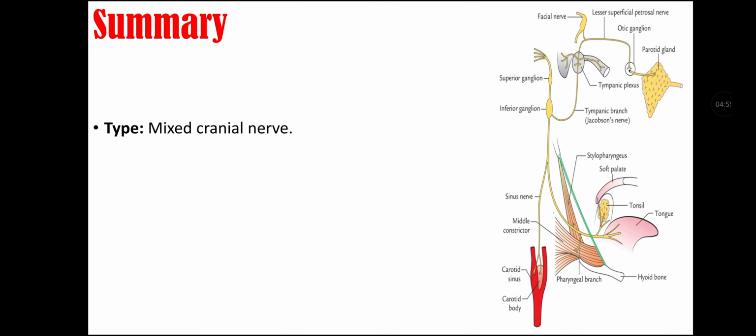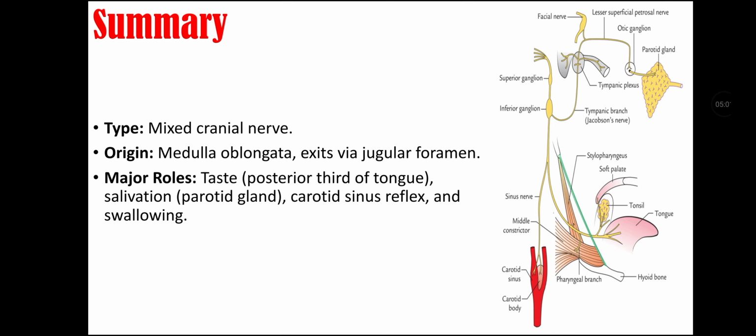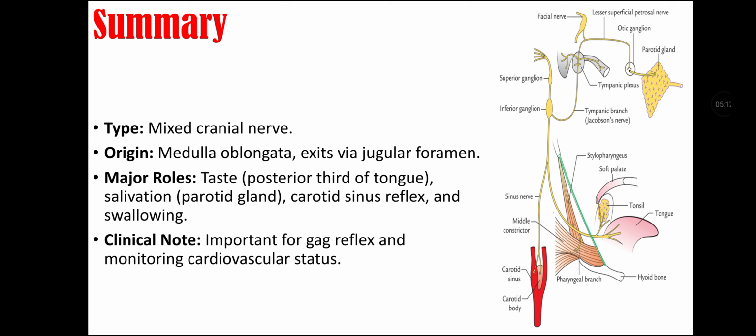Summary. Glossopharyngeal nerve is a mixed cranial nerve. It originates from medulla oblongata and exits through jugular foramen. Its major roles include taste, that is at posterior third of the tongue, salivation, that is by the parotid gland, and carotid sinus reflex and swallowing. It is important for gag reflex and monitoring cardiovascular status.